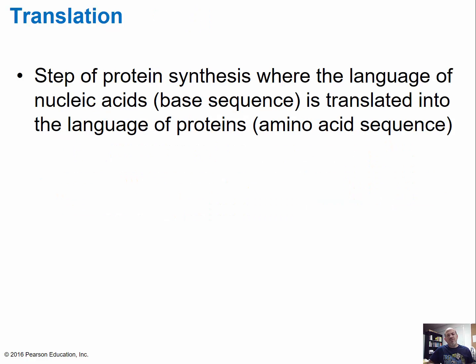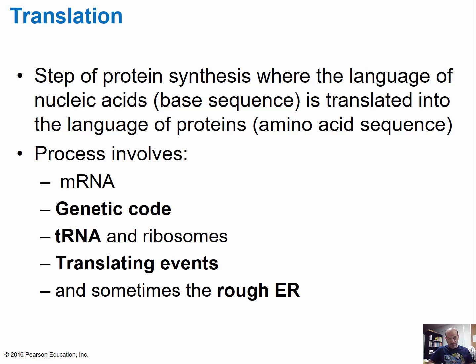Now we're going to go to translation, where we're going to go from mRNA to our polypeptide. This is going to be a step of protein synthesis where the language of nucleic acids is going to be translated into the language of proteins, which are amino acids.